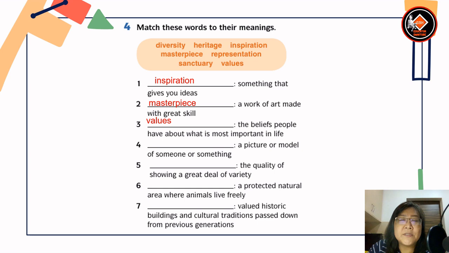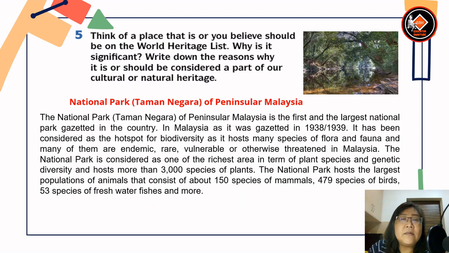The beliefs people have about what is most important in life. So answer is values. A picture or model of someone or something. So answer is representation. The quality of showing a great deal of variety. So answer is diversity. A protected natural area where animals live freely. Answer is sanctuary. And the last one, valued historic buildings and cultural traditions passed down from previous generations. So answer is heritage.